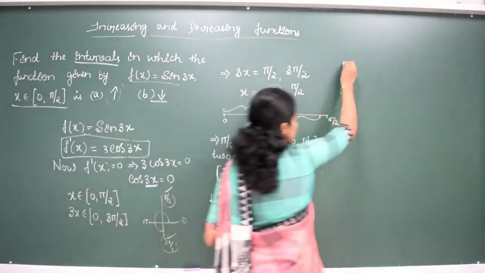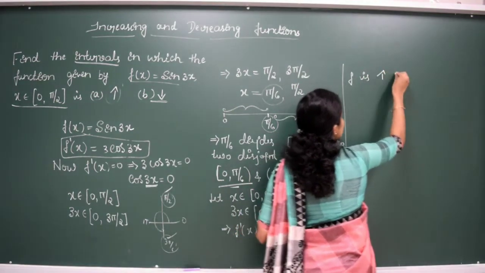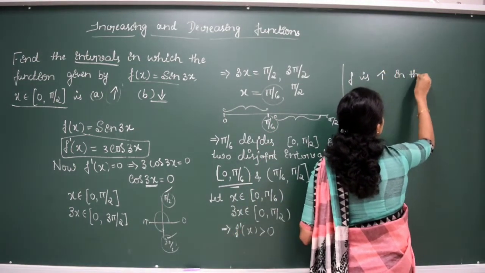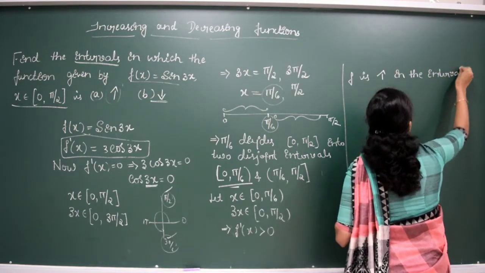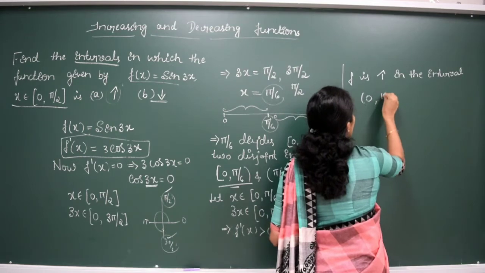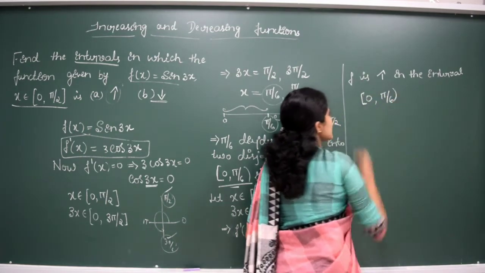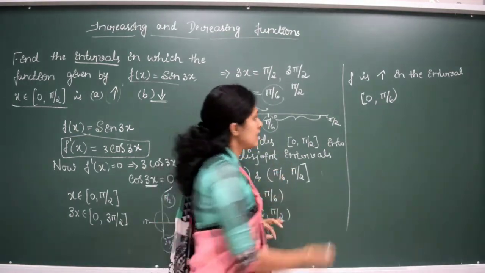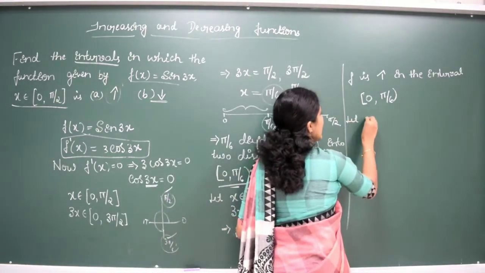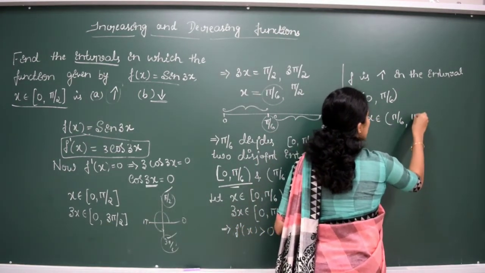So the function f is increasing in the interval, what is the interval now? 0 to pi by 6. Okay, so the 0 is included, 0 to pi by 6. Now we'll check with the second interval, that is let x belong to pi by 6 to pi by 2.